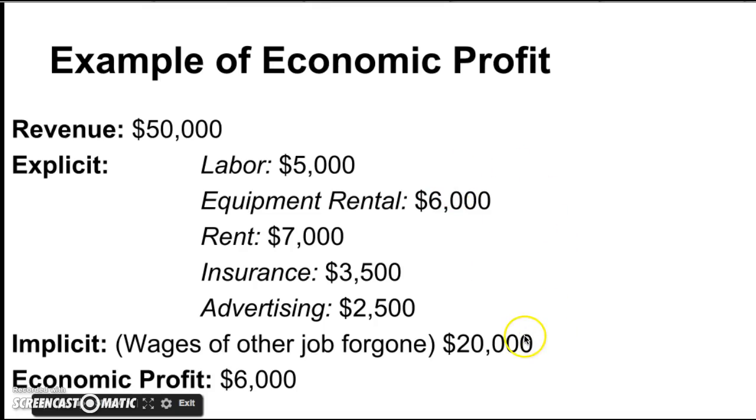So Mudry gave up those $20,000 for the $50,000. So we add $20,000 plus the explicit costs of $24,000 gives us $44,000. So subtract $44,000 from $50,000 and we have an economic profit of $6,000. Not that much anymore, huh?